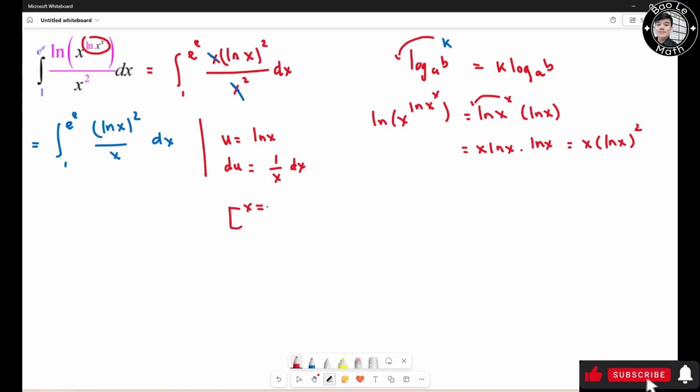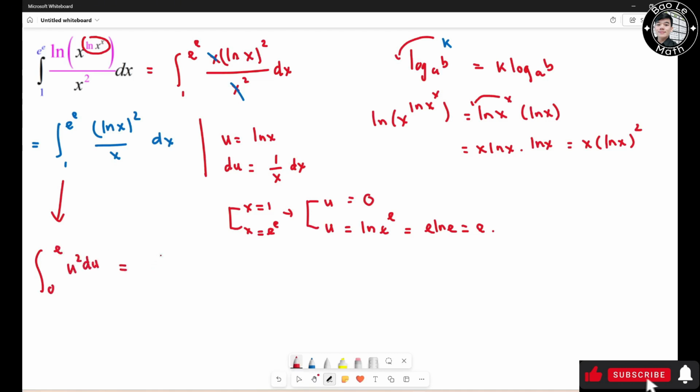When s equals 1, u equals natural log of 1 equals 0. When s equals e to the e, u equals natural log of e to the e. You can bring e to the front, so it's e natural log of e. Natural log of e equals 1, so it's going to be e, right? So this becomes the integral from 0 to e of u squared du, right? So it turns out to be u cubed over 3 evaluated from 0 to e, right? So you substitute e, it's going to be e cubed over 3. This one is the final answer.